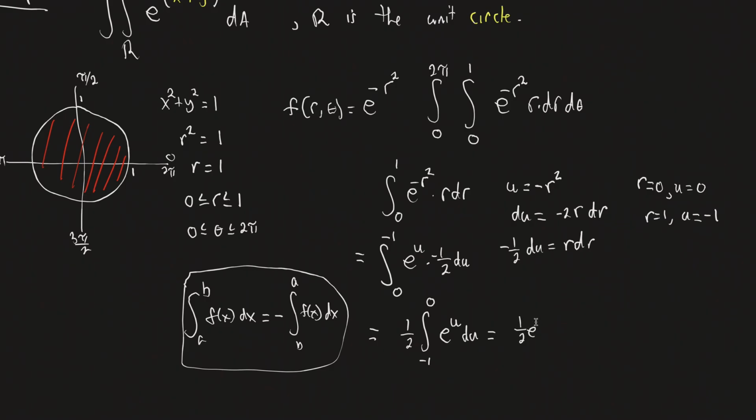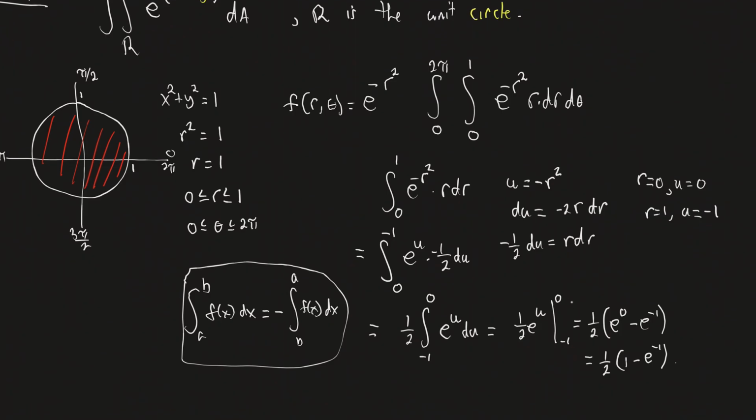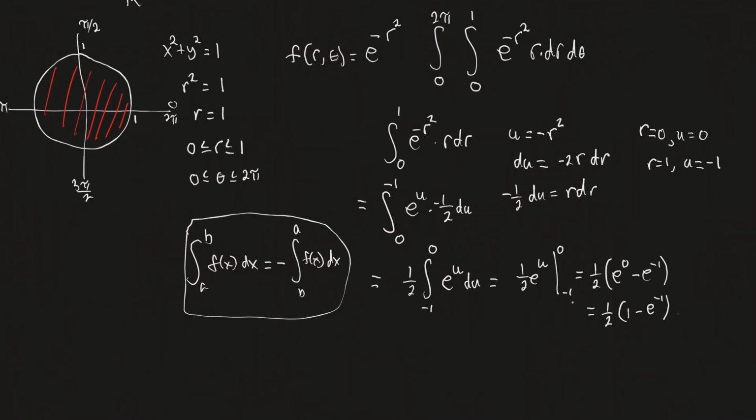Antiderivative is 1/2 e to the u. There are limits, and then when we evaluate, we have 1/2, and then we have e to the 0, which is 1, and then minus e to the negative 1. So after doing the inner integral, the first integral, we end up having 1/2 of 1 minus e to the negative 1. All right? But here's the nice thing. This is now just a constant, right? There is no theta left in this. Well, there's no theta to begin with in our original integral. So we just get to integrate that constant from 0 to 2 pi.